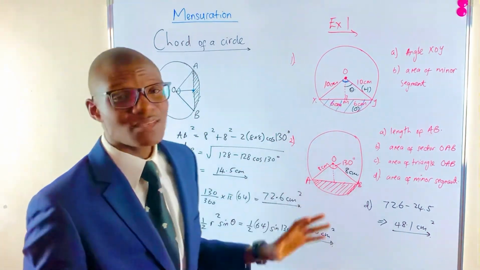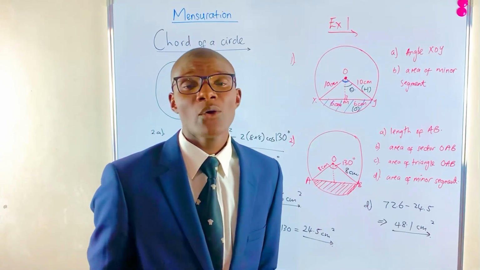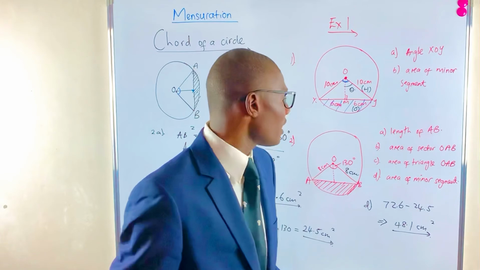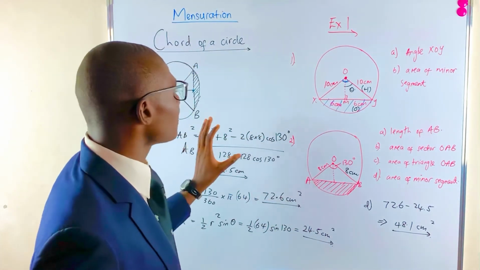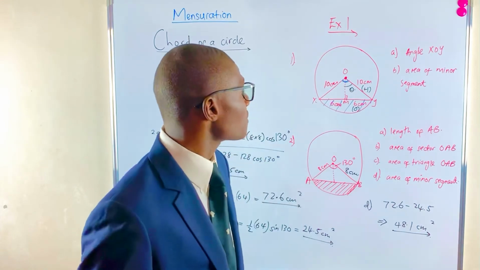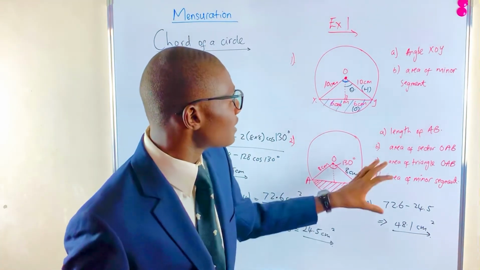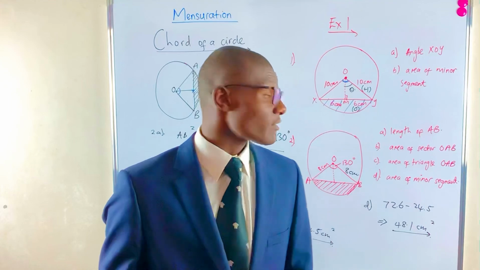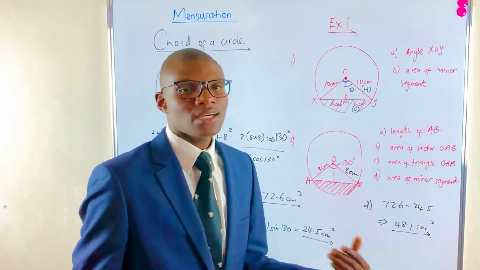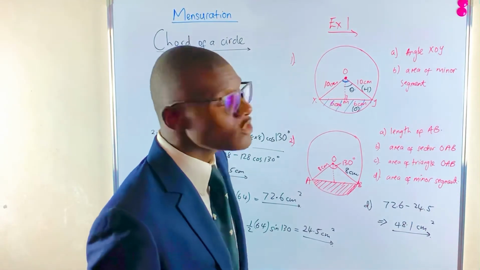Okay, so this was simply looking at the chord of a circle and how we would apply various formulae of trigonometry. Applying the formula for finding the area of the sector of a circle, the arc length, the area of a triangle that is not a right angle triangle, applying basic trigonometry, sine, cos, and tan.